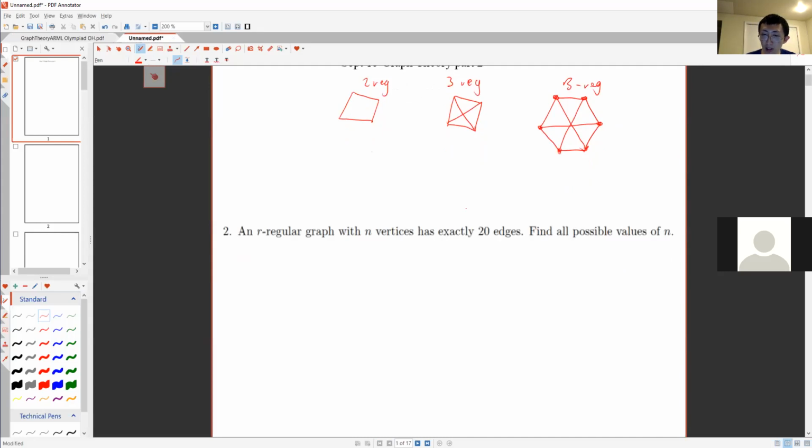I'll just let you guys think about number 2 for a bit, or we can discuss it together, I suppose. So if it has exactly 20 edges and it's an R regular graph for some integer R, what are the possible number of vertices?